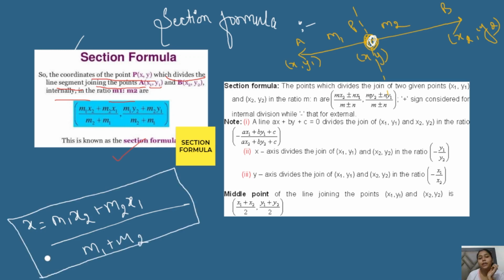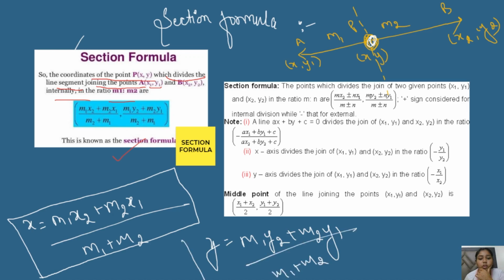Just apply it and you will get your point intersecting the line segment. And y will be similarly m1 y2 plus m2 y1 divided by m1 plus m2. Am I right? This is what we call a section formula. So for more information, let's have a look at another picture for the section formula.